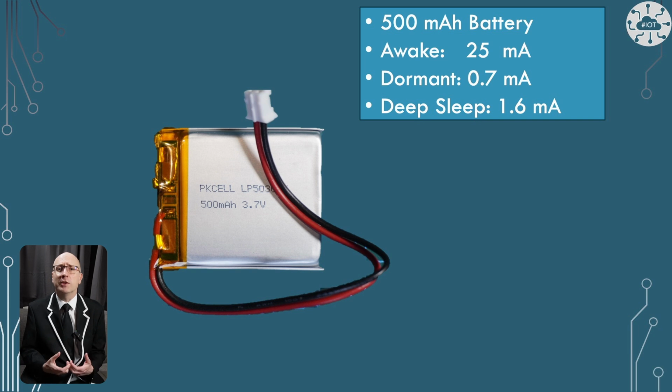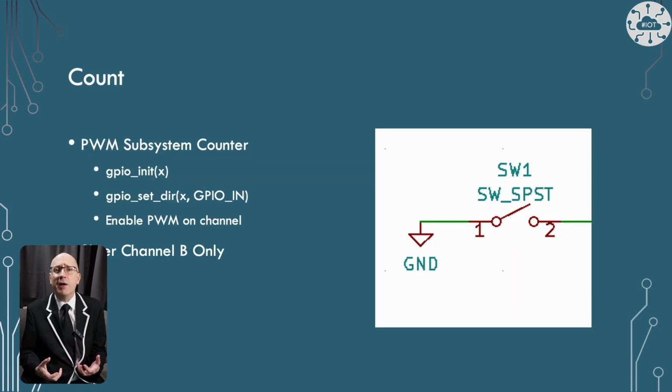Deep sleep also extends battery life but uses a bit more power as more of the Pico is still running. In fact, we can control which parts of the Pico are turned on. I have a use case where I want to count a switch while the Pico is asleep.